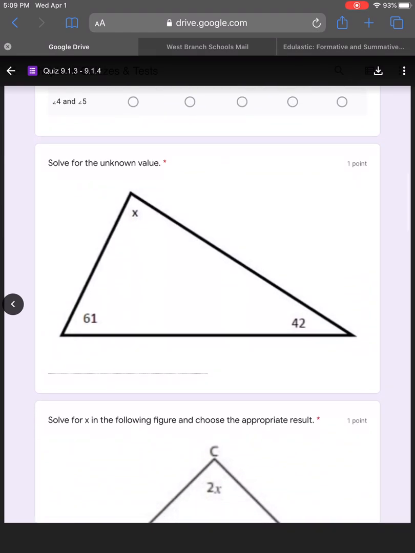All right, next we need to solve for the unknown value. So we should know how many degrees are inside of a triangle. And once we do that, we can use that information to solve for x.